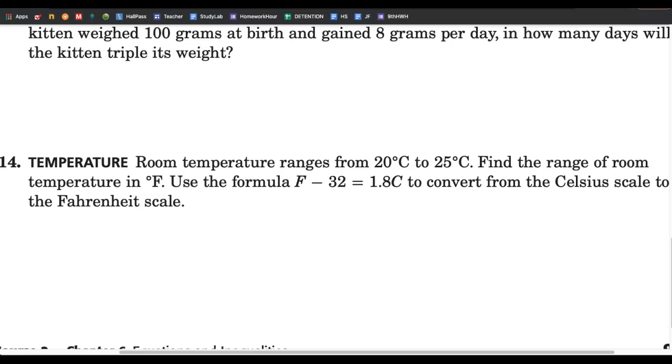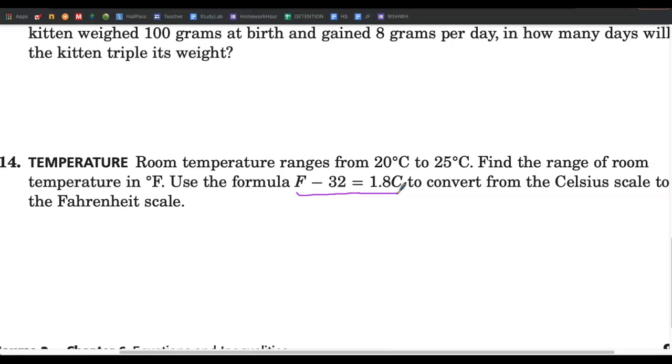I need everybody to look at number 14 on the homework. What number? 14. It says room temperature ranges from 20 degrees Celsius to 25 degrees Celsius. Find the range of the room temperature in Fahrenheit. Use the formula F minus 32 equals 1.8C to convert from Celsius to Fahrenheit.